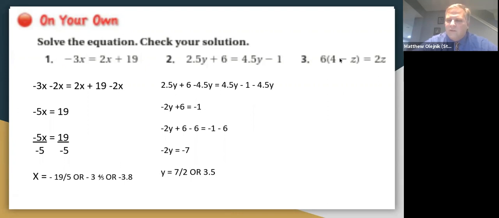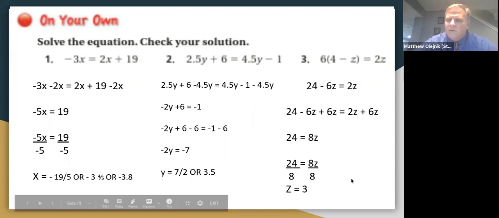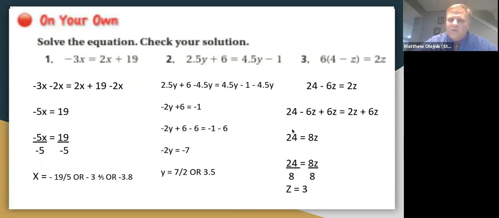And the last one, a little distributive property here. We're going to get 24 minus 6z equals 2z. We have to get rid of this minus 6z by adding 6z to both sides. That's going to change our equation to 24 equals 8z. Now we divide both sides by 8, and z equals 3.